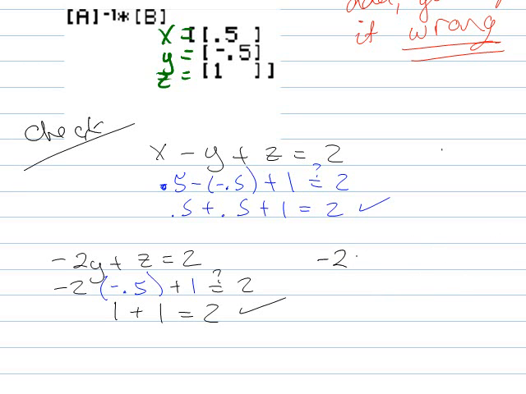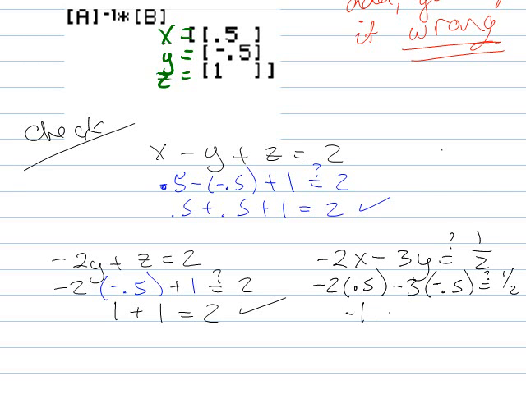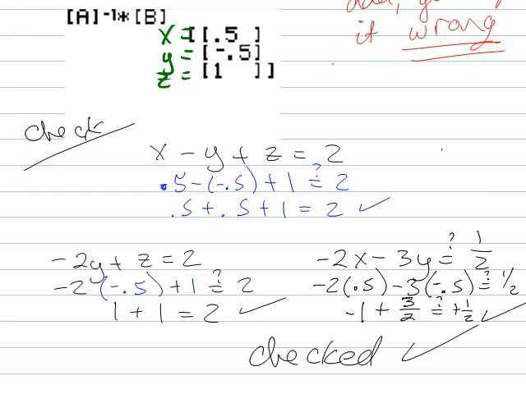Woots! Negative 2x minus 3y, is that equal to 1/2? So I've got negative 2x, so negative 2 times a half again, times negative 0.5. Is that equal to 1/2? So that's negative 1 plus 3/2. Is that equal to negative 1/2? No, positive 1/2. Is that equal to positive 1/2? Yes. All right, so I checked it, and it works. Okay, so this is our answer.